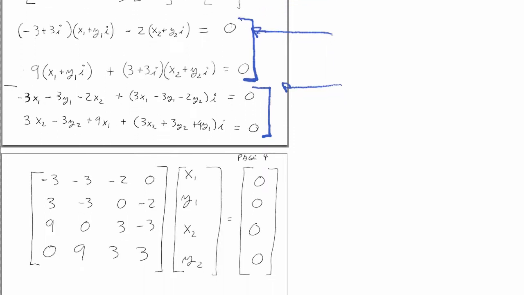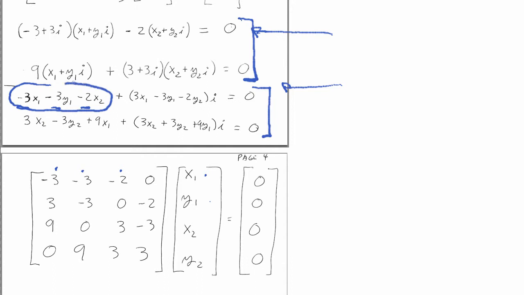I can then express that as a matrix equation. Notice I have this: minus 3 times x1, minus 3 times y1, minus 2 times x2. That has to be 0. That's what's reflected here. See, here's my minus 3, minus 2, minus 1. And that would be multiplied, when you do matrix multiplication, as you know from your algebra class, that's x1 times minus 3, y1 times minus 2.